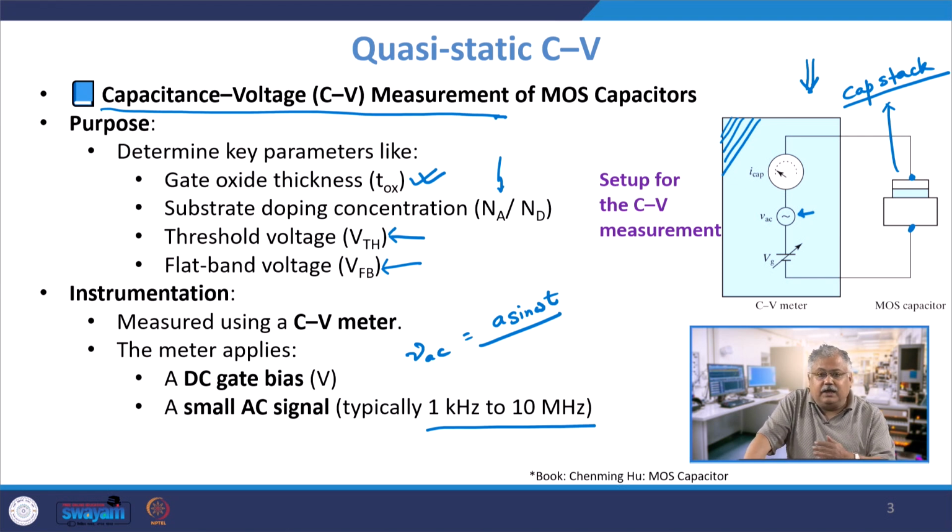Why do you want to give VG? VG is primarily the DC bias which you give in order to bias the device in the accumulation region or in any region where you want to find the capacitance. Superimposed on that is the AC signal which you give here, which is a low frequency or high frequency AC signal. When you work with a 1 kilohertz AC signal, it is typically considered to be low frequency, and when you work with a 10 megahertz signal, we consider that to be high frequency.